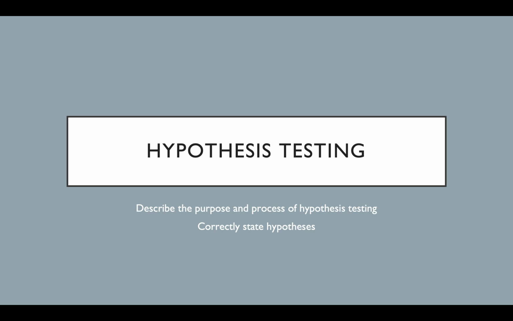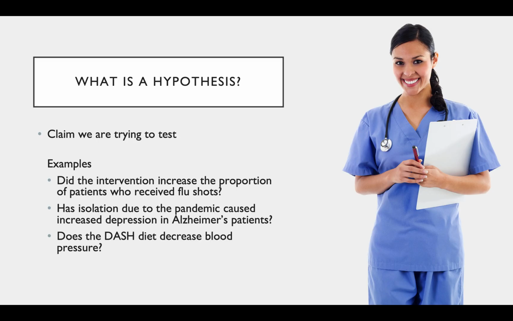Introduction to hypothesis testing. We're going to describe the purpose and process of hypothesis testing and learn how to correctly state hypotheses. First off, what is a hypothesis? A hypothesis is just a claim we are trying to test. For example, did the intervention increase the proportion of patients who received flu shots? Has isolation due to the pandemic caused increased depression in Alzheimer's patients? Does the DASH diet decrease blood pressure? All of these are questions that we would want to find the answers to. These are all claims that we are trying to test.